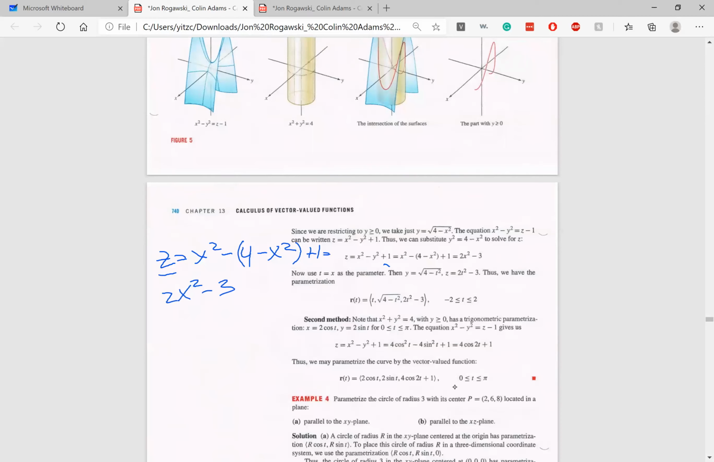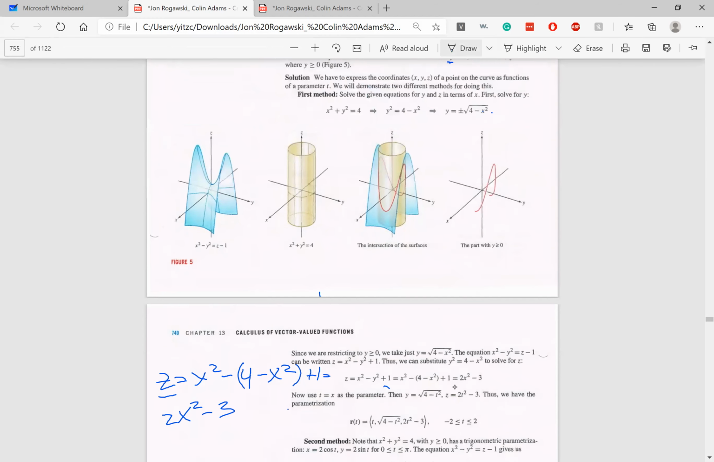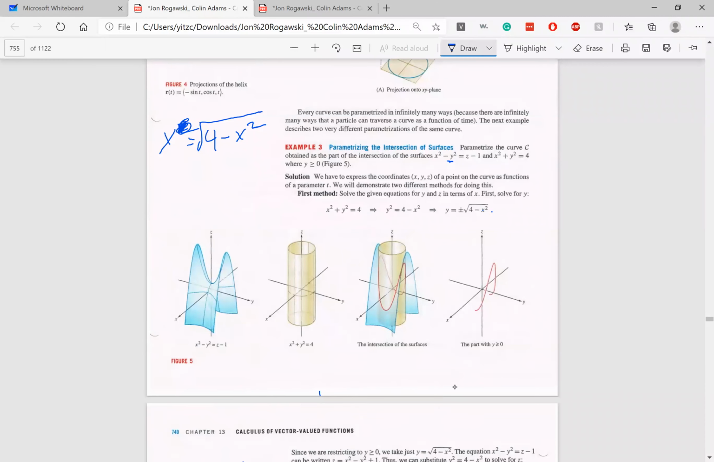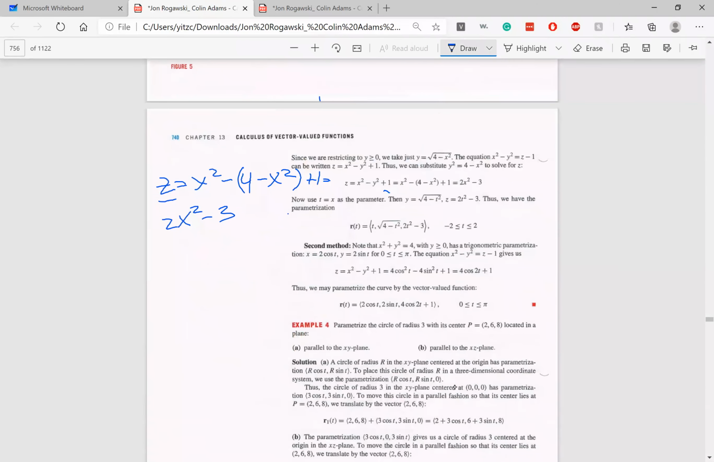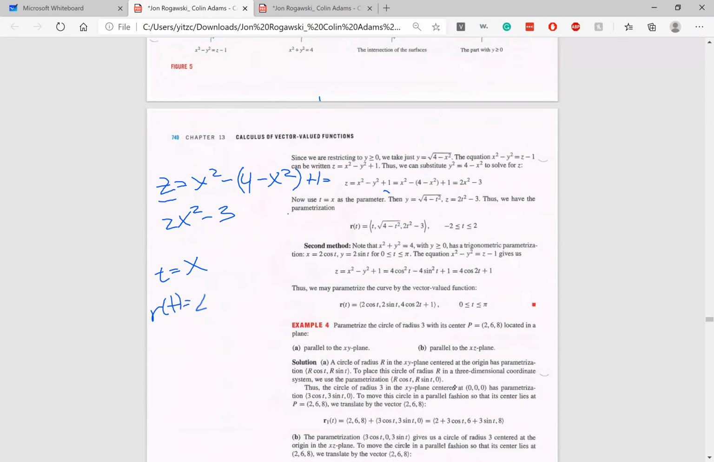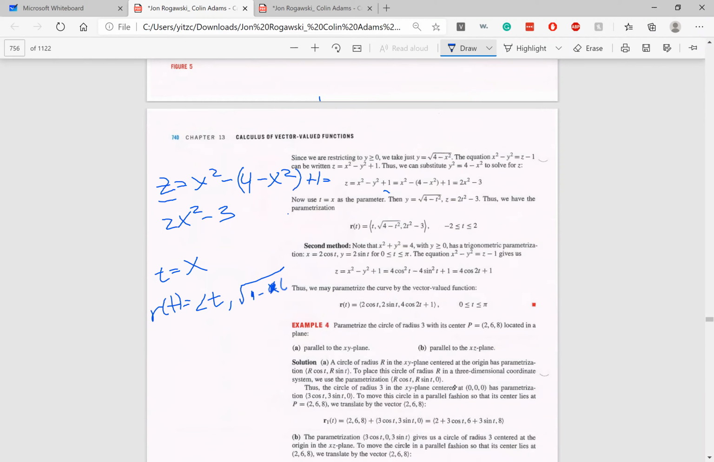So now if we want to parameterize this, we already know what our y and our z are in terms of x, right? So our y in terms of x is this over here. So all we really need to do is to say, okay, let's take t equal to x. So now we just parameterized everything. So now my r of t is going to be equal to t for my x, that's in my i component. It's going to be equal to the square root of 4 minus t squared. That's for my y. And then for my z, it's going to be 2t squared minus 3.